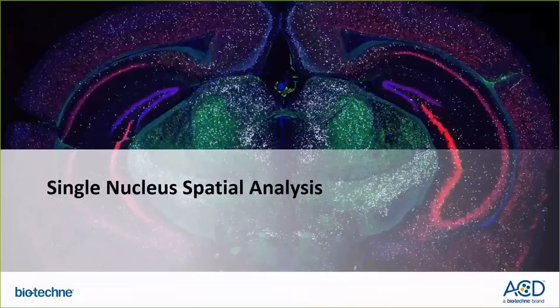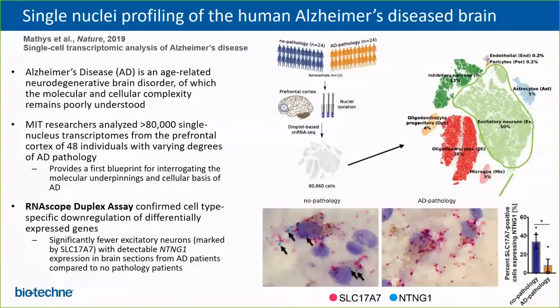The transcriptomic profiling of complex tissues by single nucleus RNA sequencing has also been gaining traction. Alzheimer's disease is an age-related neurodegenerative brain disorder of which the molecular and cellular complexity remains poorly understood. MIT researchers analyzed over 80,000 single nucleus transcriptomes from the prefrontal cortex of 48 individuals with varying degrees of AD pathology, providing a first blueprint for interrogating the molecular underpinnings and cellular basis of Alzheimer's disease.